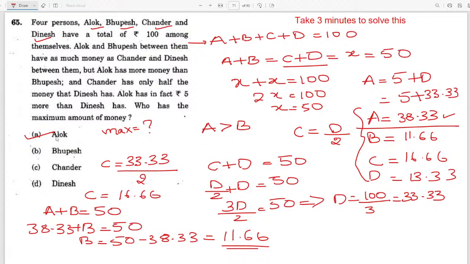See, I have just assumed it, let it be X, because they have said that the amount that Alok and Bhupesh have is equal to the amount that Chandar plus Dinesh have. So A plus B is equal to C plus D. That's what they're saying. Alok and Bhupesh, between them, have as much money as Chandar and Dinesh.